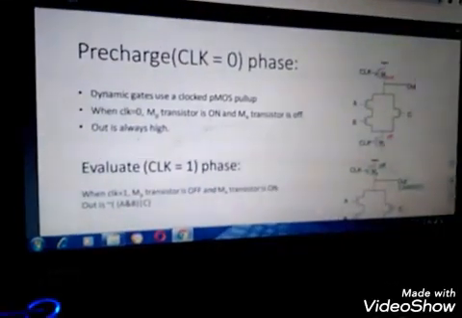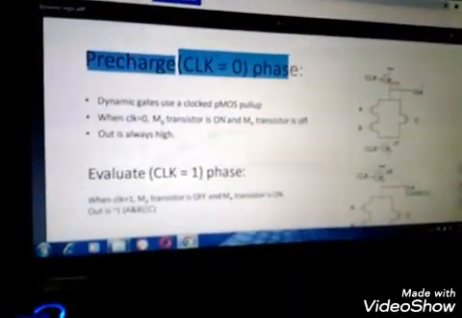Today's lecture session, we are going to start with dynamic logic. It's a continuation of the previous class where we have seen the introduction. It is a basic principle of dynamic logic. Now we are going to continue with that logic. Pre-charge. So two phases are going to be there.